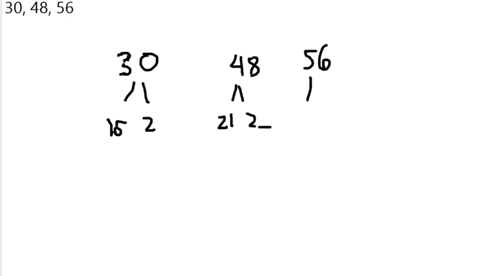Now let's try this one: 30, 48 and 56. All three of them should have a common factor, so we can find the greatest one. We got 15 and 2, we got 24 and 2, and for 56 we have 28 and 2. I can't find anything larger. We can have 30 and 1 here. We can also have 8 and 6.